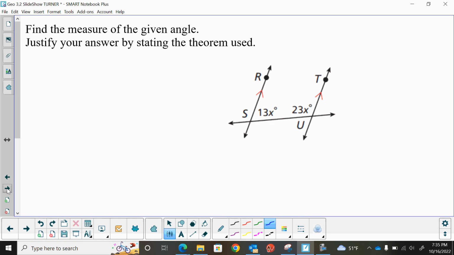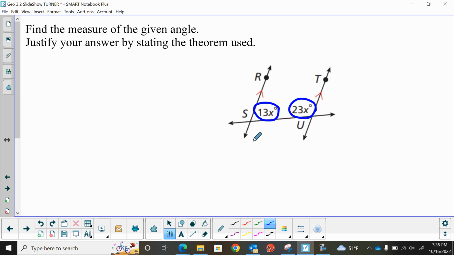All right, how about the next one? So again, we identify we have 2 parallel lines. We have SU is the transversal, and we have an angle here, 13x degrees, an angle over here at vertex U, 23x degrees. And notice by their position, they are same side interior angles, which means they are supplementary.